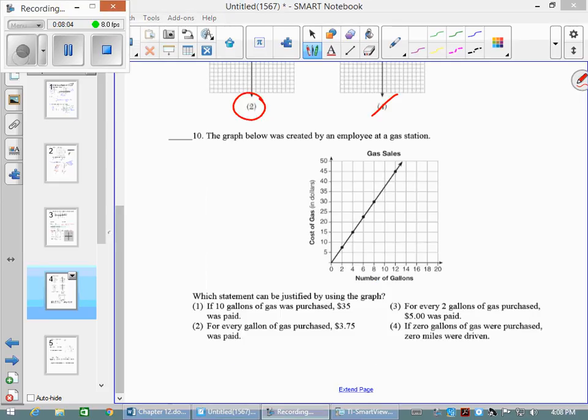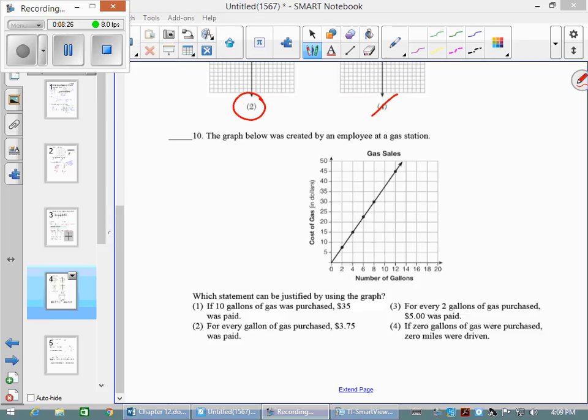Number 10, it says the graph below was created by an employee at a gas station. So the graph is representing gas sales with the cost of gas in dollars and the number of gallons. They want to know which statement can be justified by using a graph. So option 1 says if 10 gallons of gas was purchased, $35 were paid.